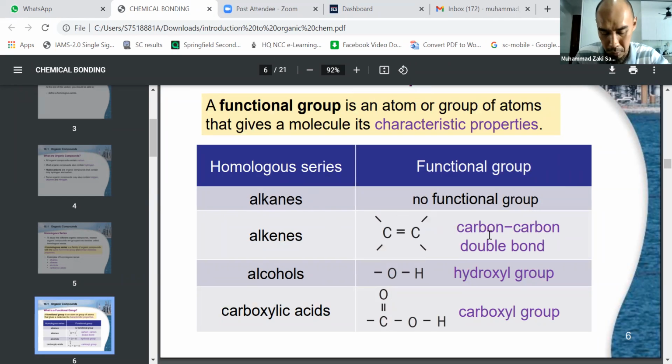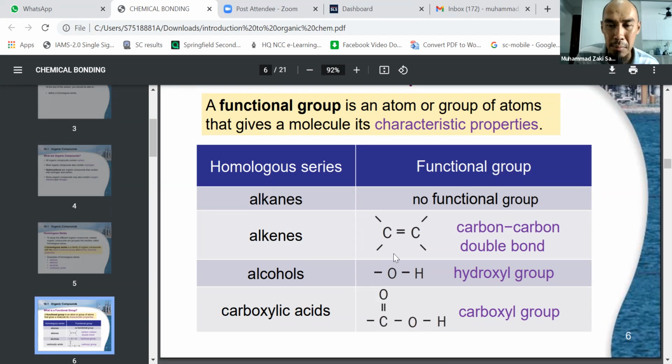What is this carbon-carbon double bond? When you see two carbons attached with a double bond, which looks like two lines here, a double bond means double sharing. Later I'll explain more about that. For alcohol, they have the OH group, the hydroxyl group, and carboxylic acid has the carboxyl group, this bigger group.